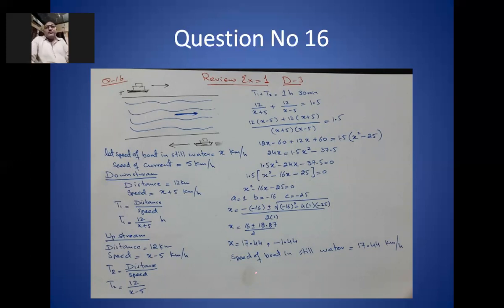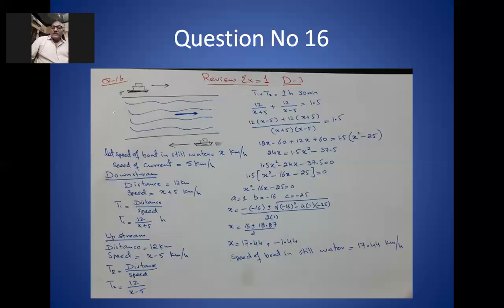The total time taken by the boat to do this two-way trip is 1 hour and 30 minutes, which means 1.5 hours. Then he says, given that the speed of the current is 5 kilometers per hour. Current means the water of that stream. Find the speed of the boat in still water. Let the speed of the boat in still water be x kilometers per hour.